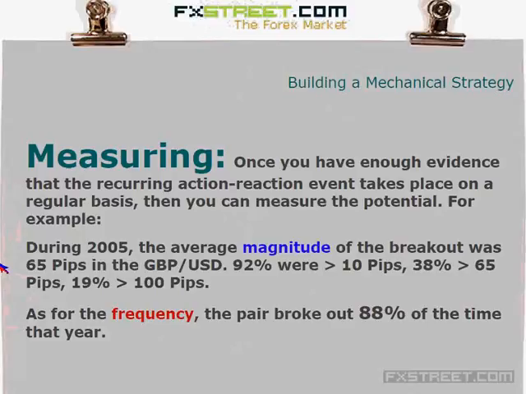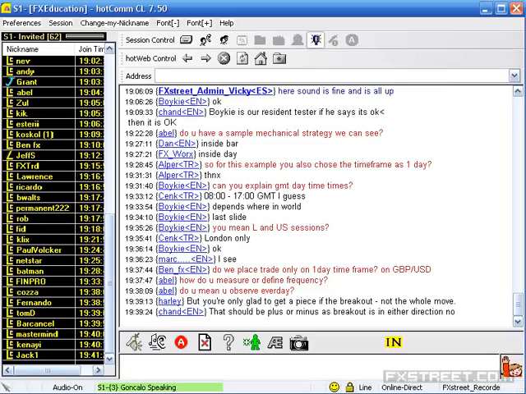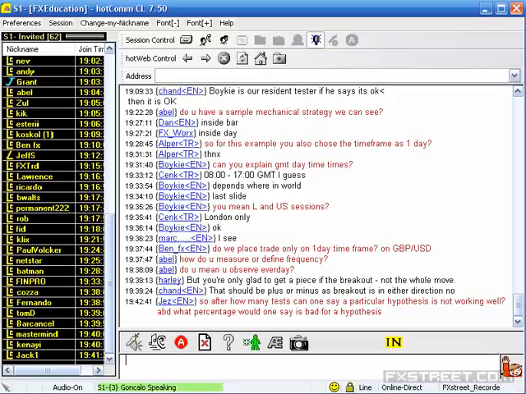But still it has to be something that I personally identify with or understand. Ben asks if we place the trade only on a daily time frame on the sterling? No, as we will see when coming to the time frames, we will use an intraday time scale.